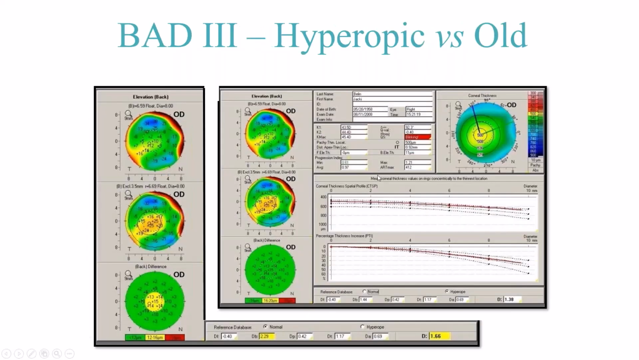So this is an example of why you should be using the hyperopic database. The part on the left here is a hyperopic patient, but we left checked off normal. Again, now it says myopic. And notice what we get. We get an overall reading of 1.66, which is yellow. But if you use the appropriate hyperopic database, suddenly everything is white, and the overall reading is well within the normal range at 1.38. So it's very important to make sure you're comparing it to the appropriate database.